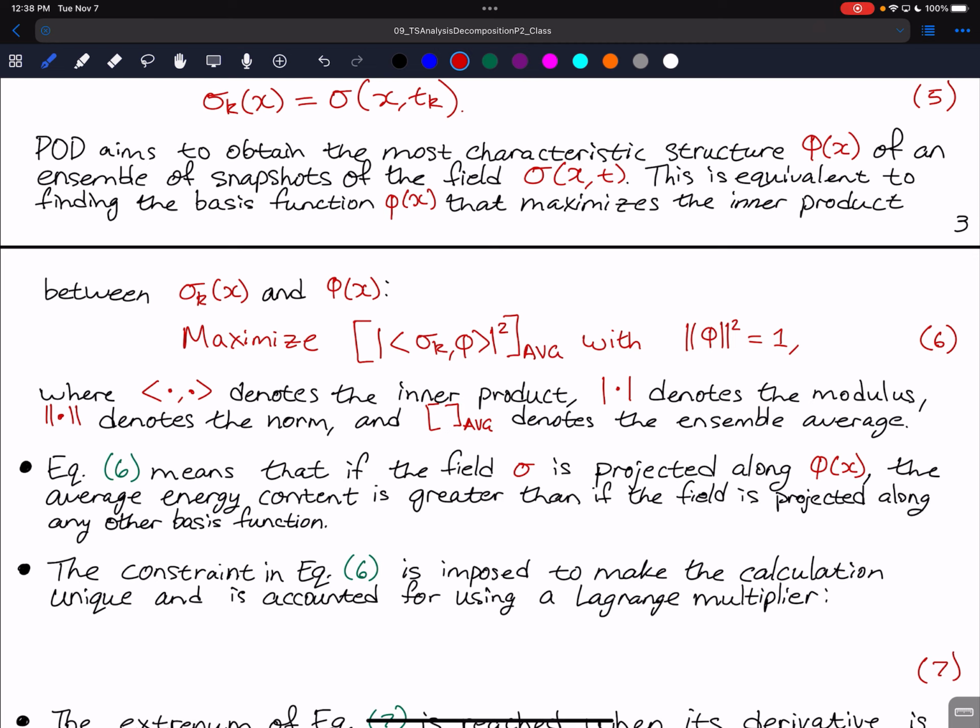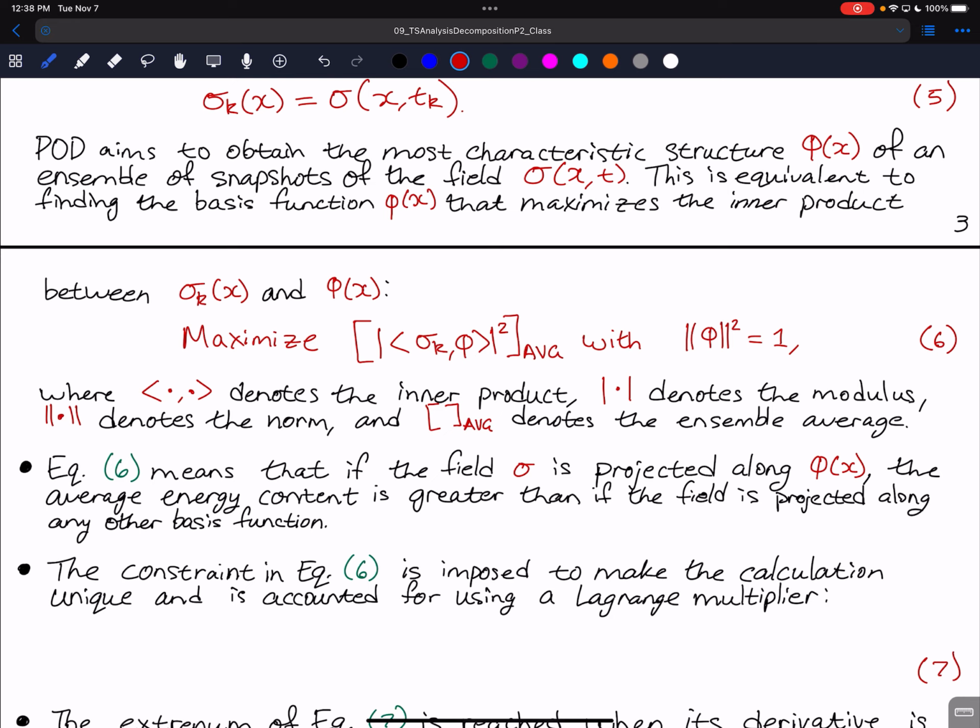So again here, the triangular brackets represent our inner product. That's what we used in chapter 8. The single vertical line pair represents the modulus, so you could apply this to complex signals if you wanted to. We'll only do real valued signals, but you could do it for complex signals. And then the pair of double vertical lines denotes the norm, and the square brackets with the subscript AVG, that's our averaging. It's an ensemble averaging in this sense.